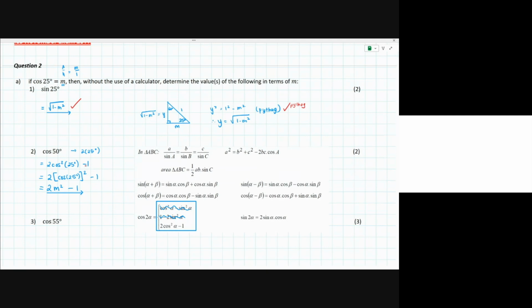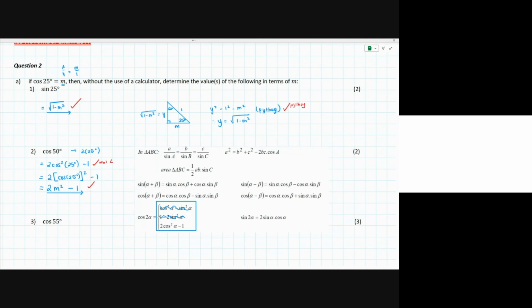Kanye, I do see your hand. Just quickly, mark allocation: understanding the double angle, whatever that thing is, and then obviously your answer. Kanye? Ma'am, I wanted to ask, is 25 a special angle? Because whenever I see "without a calculator", I always think you can only use special angles.